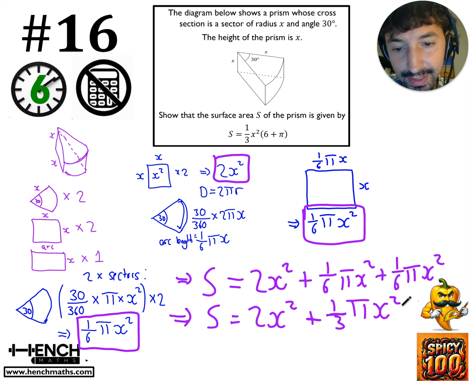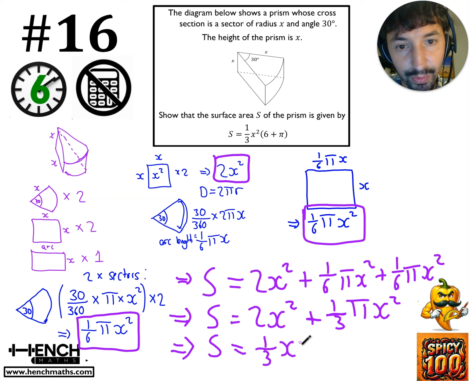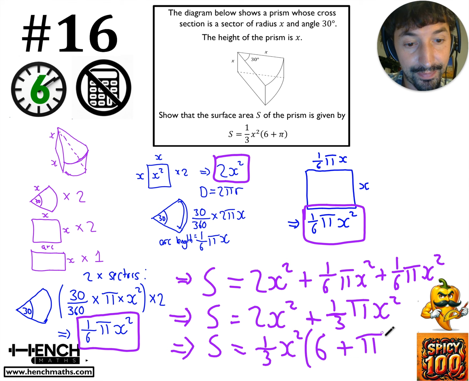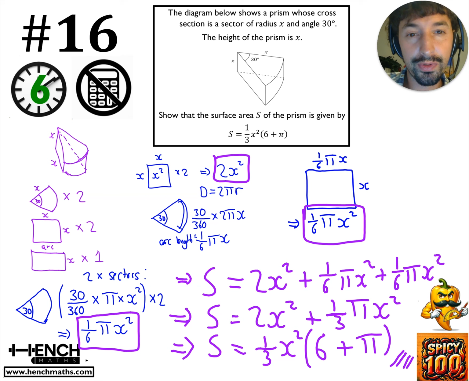Now we can factorize this. So we can take out x squared. Now because we've got a third, if we take out a third as well, and there's a clue in the question, that's what we're trying to get to. So we take out a third and an x squared. Because we're taking out a third, effectively we need to multiply what's in the bracket by 3. So 2 times 3 is 6. Just check that: a third times 6 is 2x squared. So that matches up with what we got. And then plus pi. And thus we have shown what they wanted us to show. The surface area is equal to a third x squared, open bracket 6 plus pi.